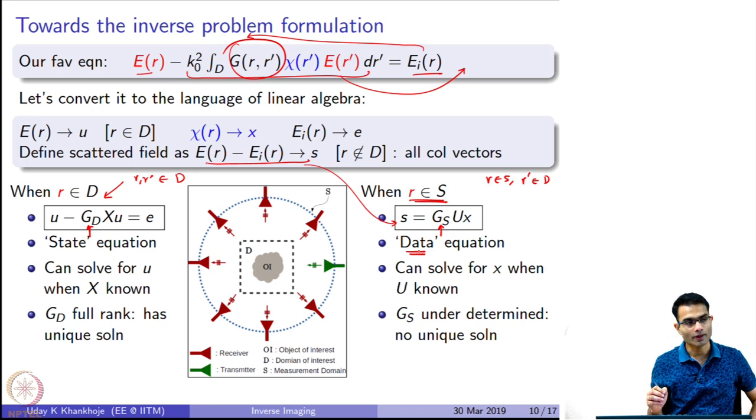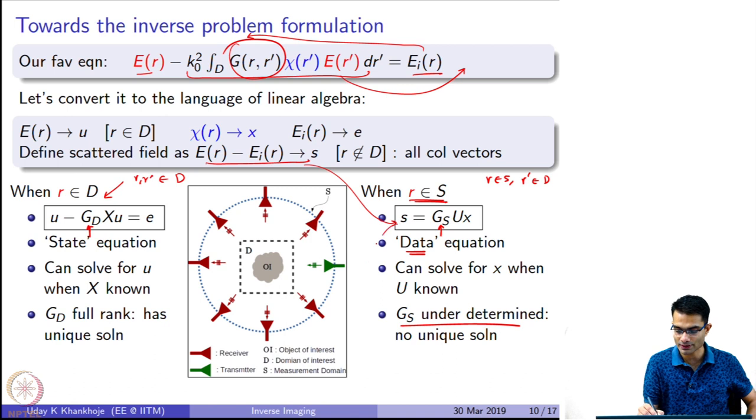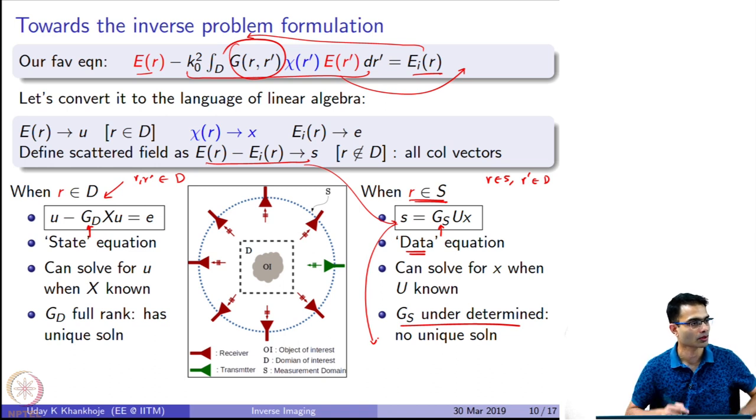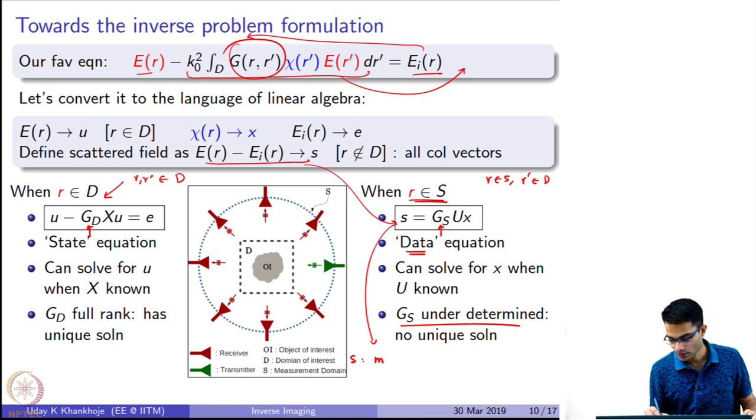Now we can try to understand the whole problem of infinite solutions. Why are there infinite solutions? This GS matrix over here is actually underdetermined. So how many measurements will I make? What will be the length of this S vector? However many measurements I have, that will be the length of S. If I have 10 measurements on the outside ring, then S has only 10 entries, only 10 points where E minus EI was measured. So if I call that M measurements, that's your S.